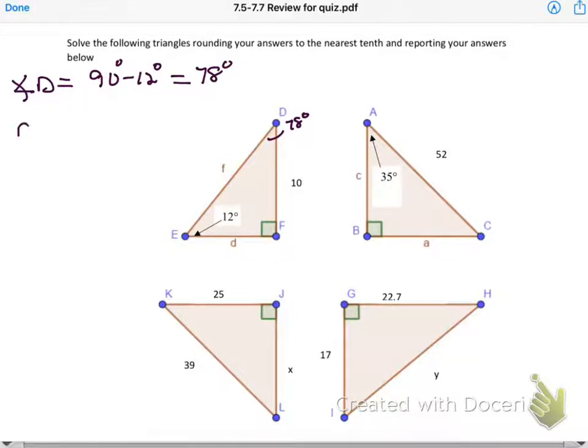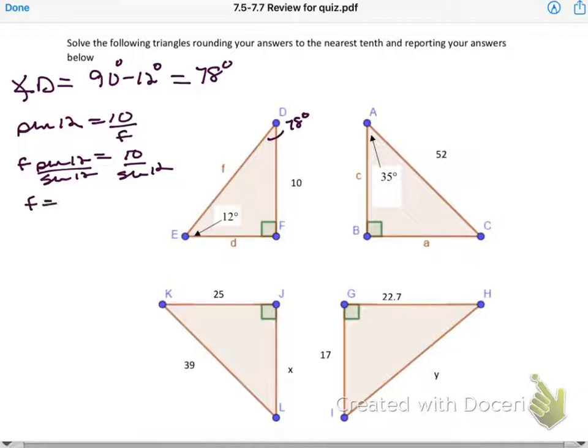Then the next thing I did was I said the sine of 12 equals 10, which is opposite it, over hypotenuse, which is the f that I need to find. Do cross products. F times the sine of 12 equals 10. Divide both sides by the sine of 12. And you should get f equals 48.1. So 48.1 is the hypotenuse.